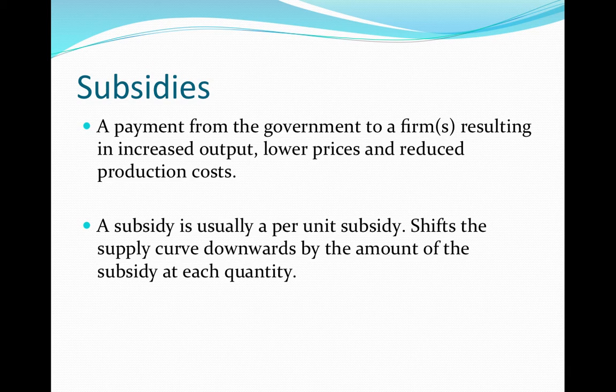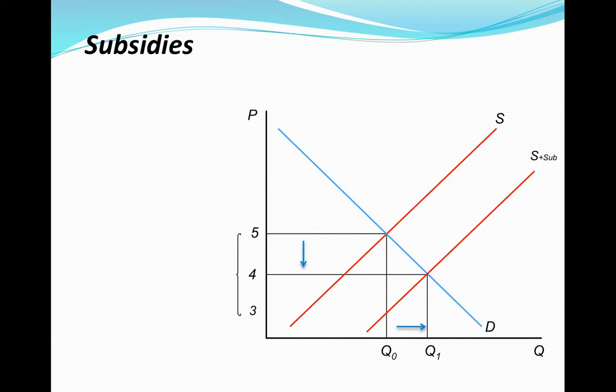Please note that subsidies generally are per unit subsidies, kind of like a flat tax or a specific tax is a per unit tax. So basically the government says to a company, for every one of these that you make, we will give you this amount of euros or dollars. And what that ends up doing is shifting the supply curve downwards by the amount of the subsidy at each quantity. Let's go ahead and give you an example.